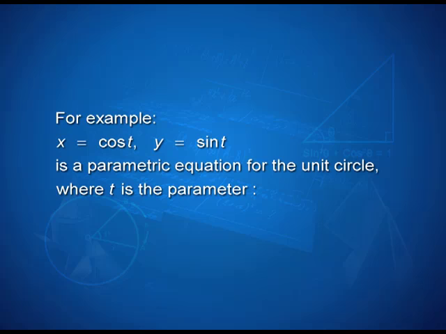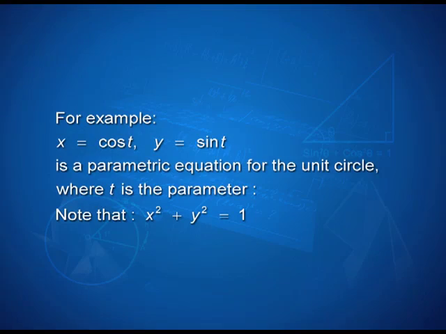You are familiar definitely with x square plus y square equal to 1 as the Cartesian equation of a circle with unit radius. So, if you square x and y and add, cos square t plus sin square t is equal to 1. So, t changes and it generates the coordinates of the points which lie on the curve, and that is a way of representing a Cartesian equation in terms of a parameter.